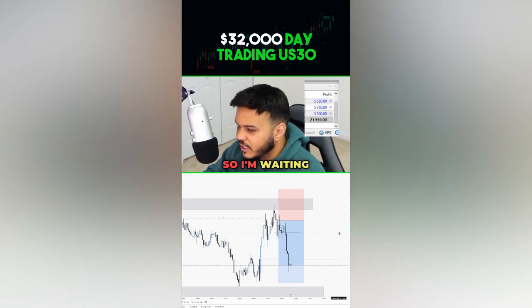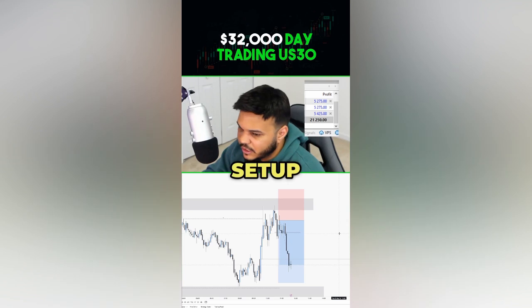and this is basically why I took the sell on US 30. So I'm waiting now for the market to hit TP2. Let's see if we can get it. But that was a setup for today.